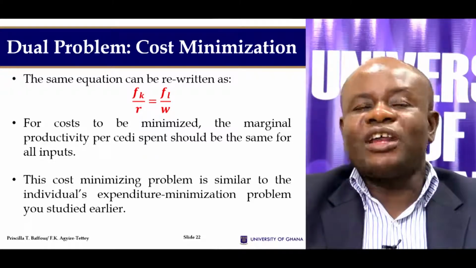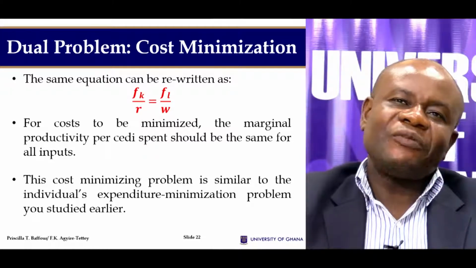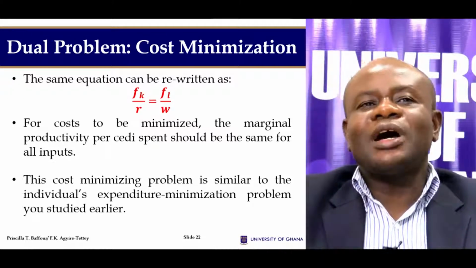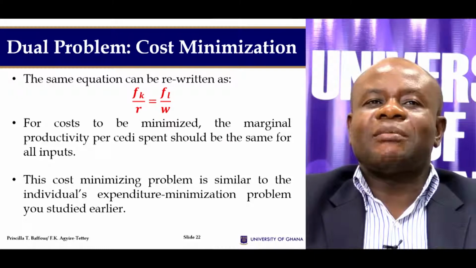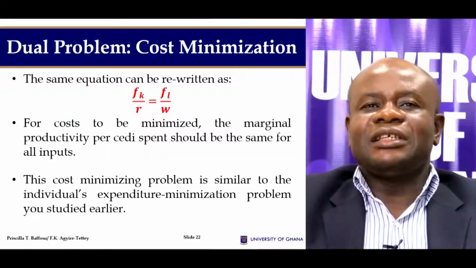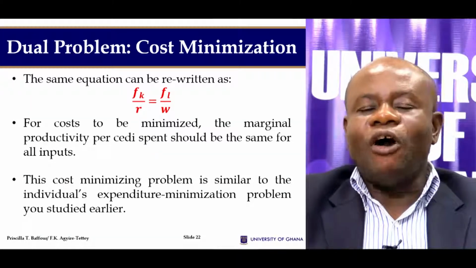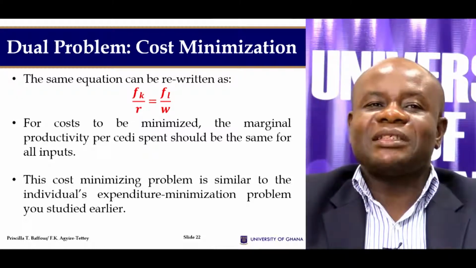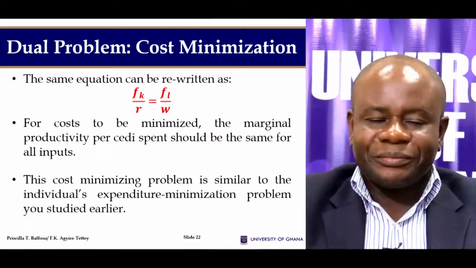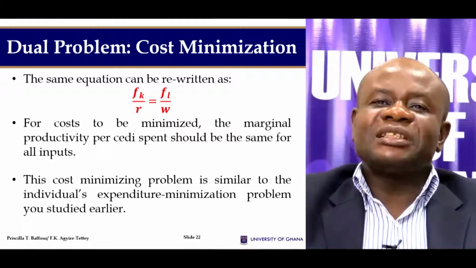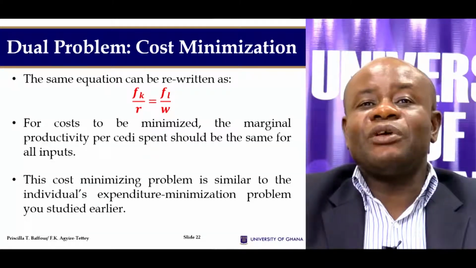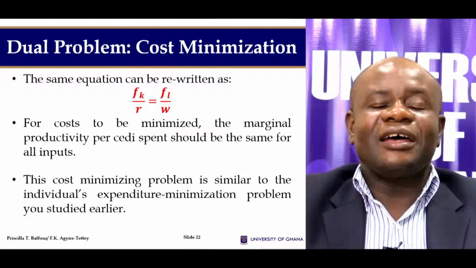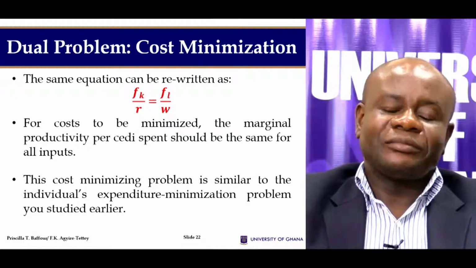If you have more than two inputs, remember here we've assumed just two inputs, what we're going to have is to make sure that the marginal product per cedi spent for all the inputs happens to be the same. And when that happens, the firm minimizes its cost. This cost minimization problem is similar to the individual expenditure minimization problem that we studied earlier under consumer behavior.